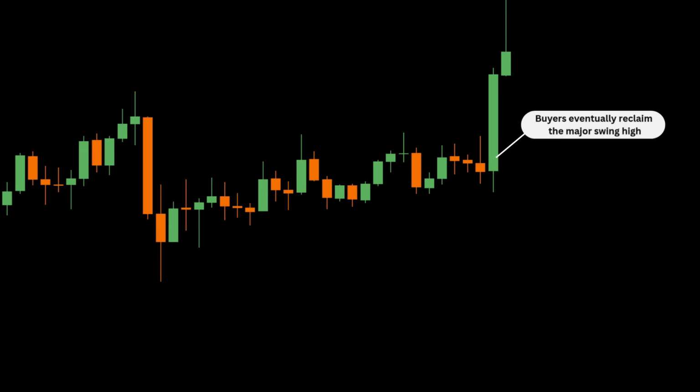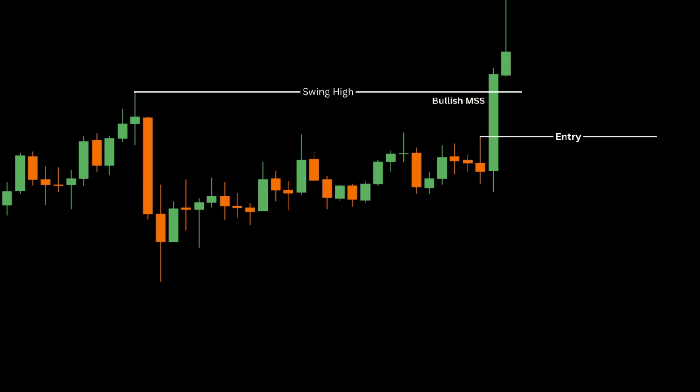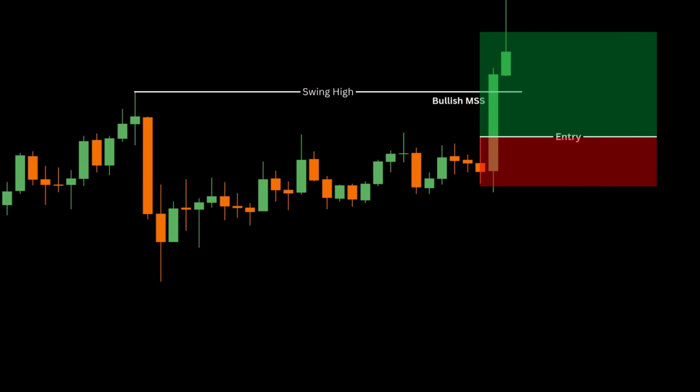Eventually, buyers gain enough momentum to push price above this major swing high right here, which I've marked with this larger white line. And once price closes above the wick of that swing high, we officially get a bullish MSS, which changes the market structure from bearish to bullish. Now, one way to trade it is we place a limit order at the order block with stop loss below and target with at least a 2-to-1 risk to reward ratio.